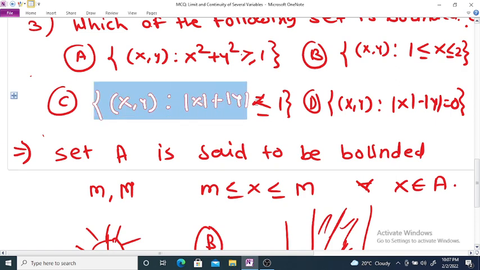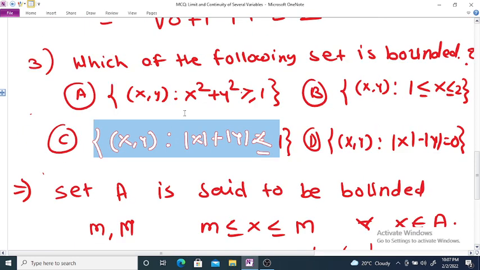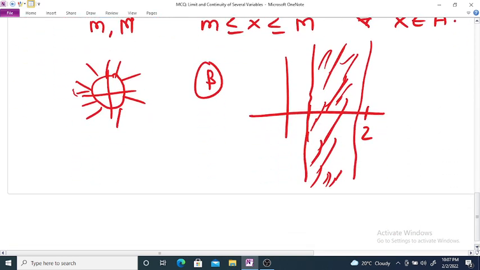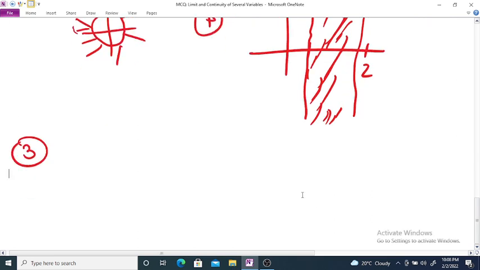Again here, |x| + |y| less than or equal to 1. Number 3: |x| + |y| less than or equal to 1.